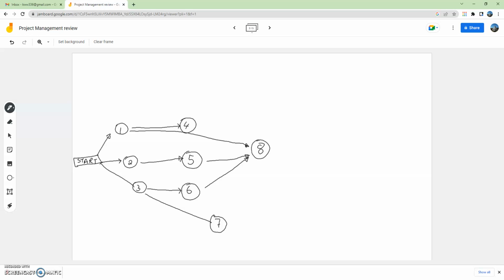Activity 9 likewise occurs after activities 1, 5, and 6. So let's draw it out this way. And then activity 1, drawing this as straight as I can. Not bad. There's activity 9, happening after activities 1, 5, and 6. Activity 10 happens after activity 4. So I'm going to stretch that out a little bit. There's activity 10.